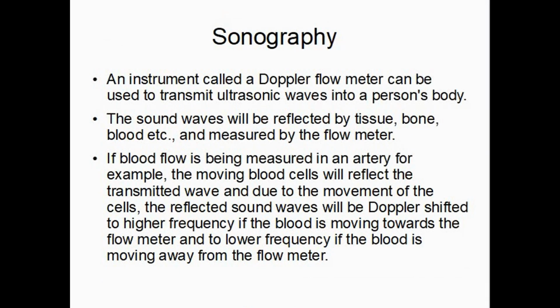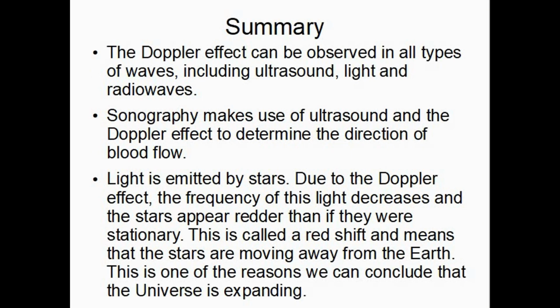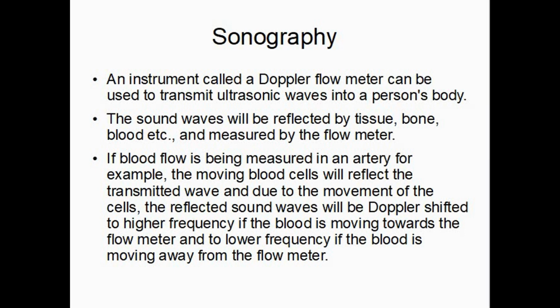I'd just like to take a moment to explain sonography quickly. In the summary, we saw that sonography makes use of ultrasound and the Doppler effect to determine the direction of blood flow in a person's body. The instrument we use with sonography is called the Doppler flow meter, which uses ultrasound or ultrasonic waves transmitted into a person's body in order to determine the blood flow. The sound waves will be reflected by tissue, bone, blood and arteries in the body, and measured by the flow meter.